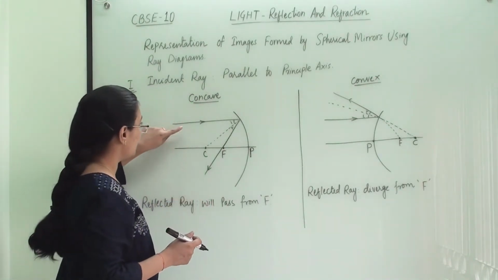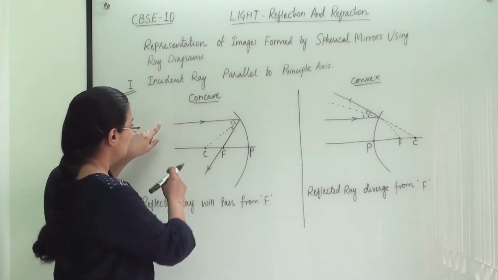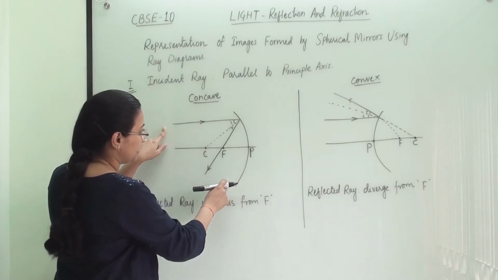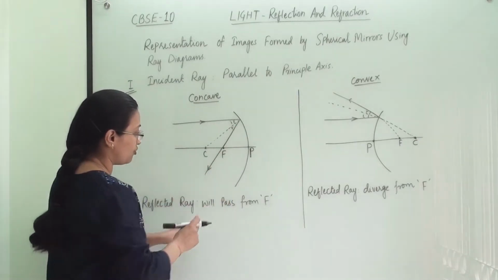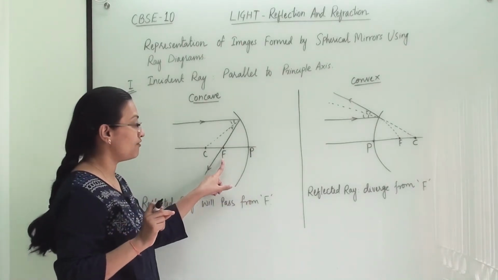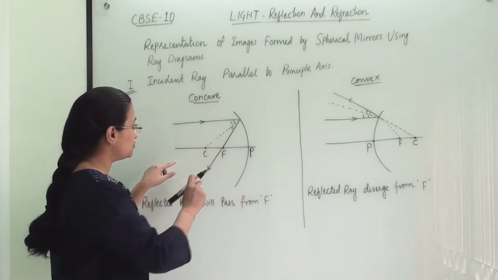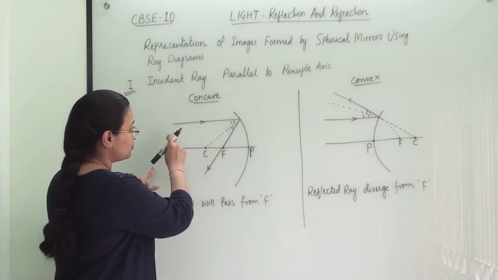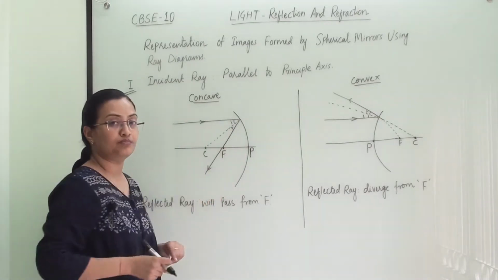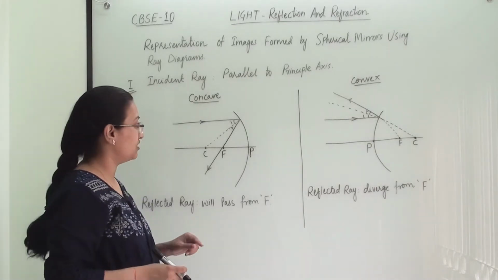In the case of a concave mirror, when a parallel incident ray falls on the reflecting surface, it will pass through F, and F is the principal focus point of the concave mirror. So when a parallel ray falls on a concave mirror, it will pass through the principal focus of the concave mirror.